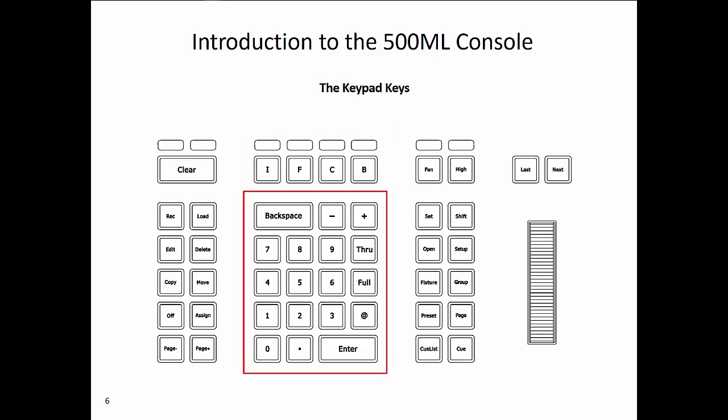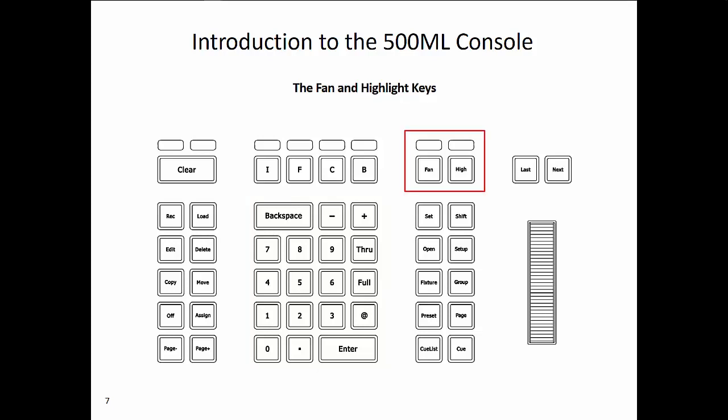The main keypad is where your numerical keypad is, which is where you will do the majority of your channel selection from the keyboard, as well as cue numbering. Top right, you have your fan and your highlight keys. Highlight will allow you to highlight a particular fixture, so it will clear the beam and stand out when you're in a complicated cue. And fan will allow you to do dynamic static ranges upon fixtures.